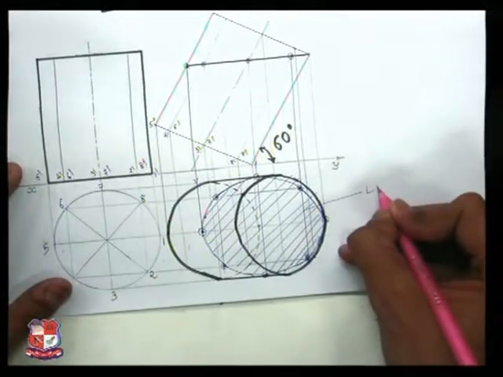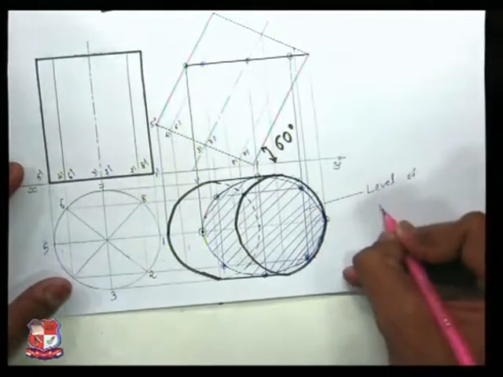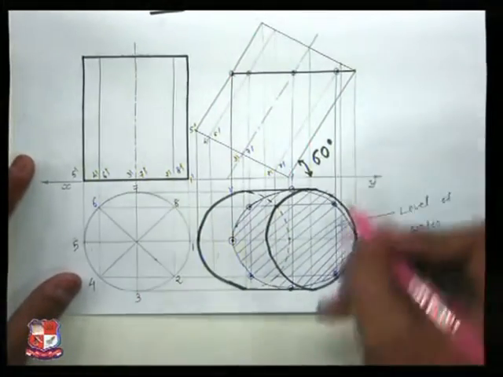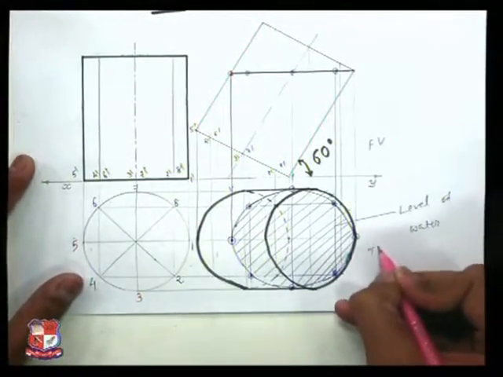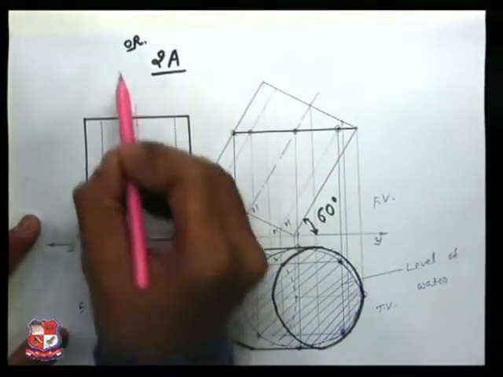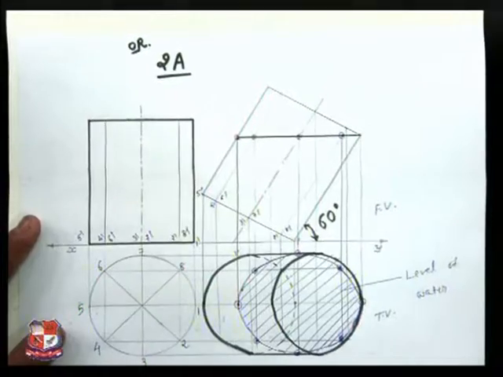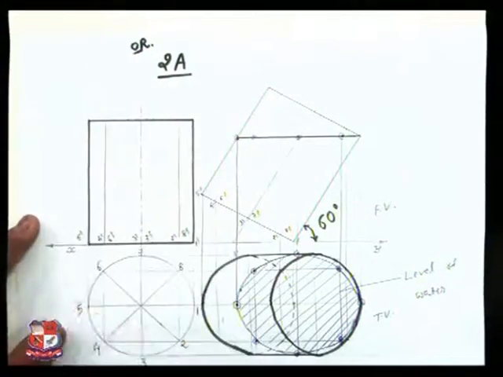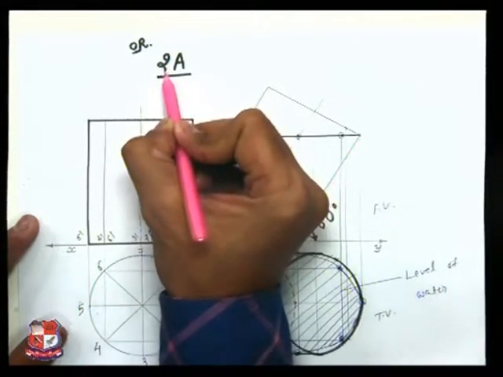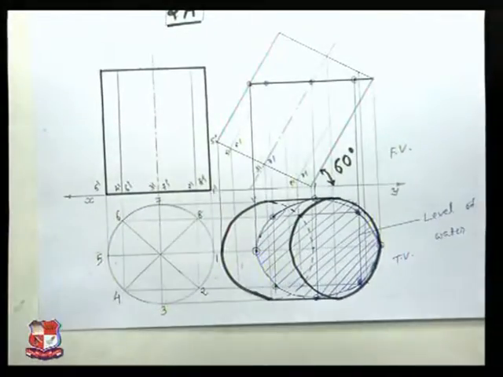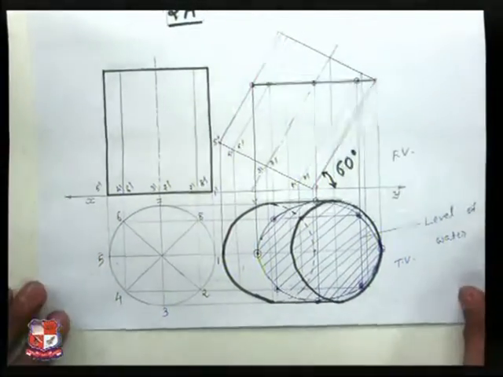You can write here, this is the level of water, top view of the water, and this is the front view, this is the top view. You can write the answer. This is question number 2A, optional. In the examination you write like this, 2A, or, which means it is asked as an option, and with big letters write only 2A. People forget to write this, which is very important. So I hope it's clear to you.